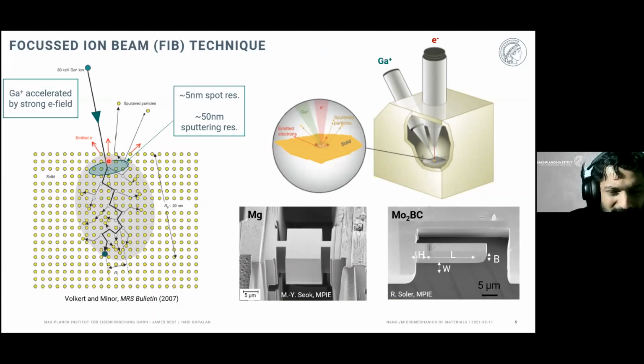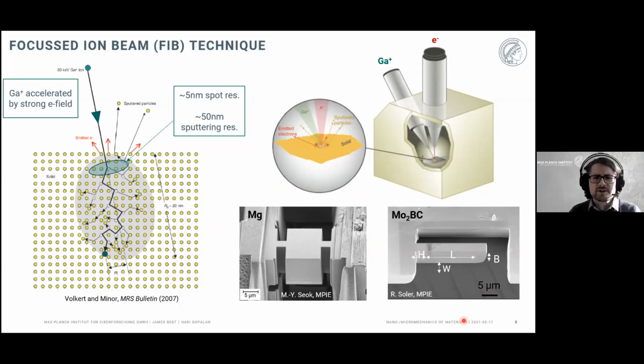What is nice about this technique is that we can use it for very soft materials like magnesium. This is an example of a fancy geometry which is just used for shear testing. On the other hand, this one is a very hard material, and we can even shape that to make cantilevers and use them for fracture testing and so on. So the diversity is immense.